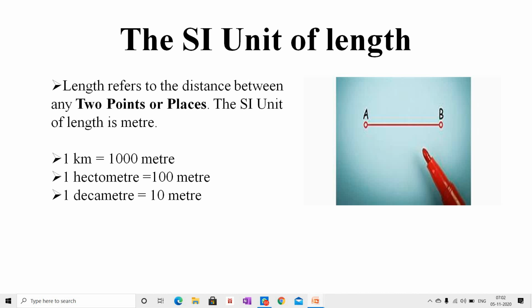Students, 1 kilometer is equal to 1000 meter. 1 hectometer is equal to 100 meter. 1 decameter is equal to 10 meter.